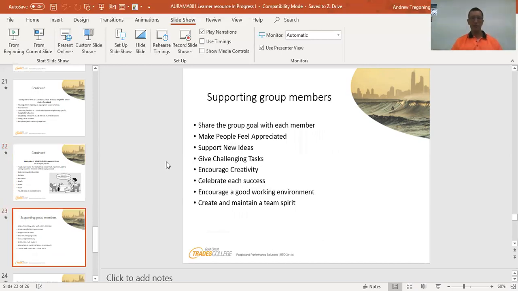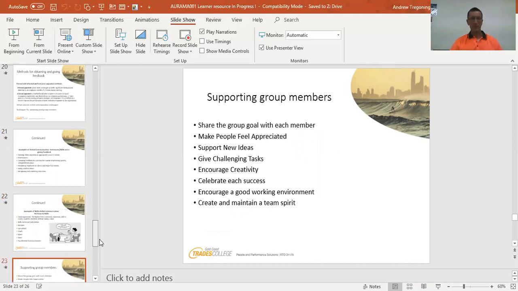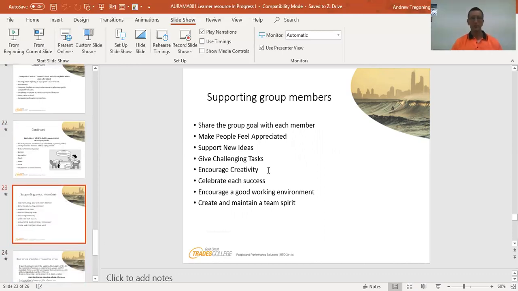So on to the next tile, supporting group members in your workplace. Some tips to do that: share the group goal with each member, make people feel appreciated, support new ideas, give challenging tasks, encourage creativity, celebrate each success. It's really important to celebrate your successes. Encourage a good working environment and create and maintain a good team spirit.